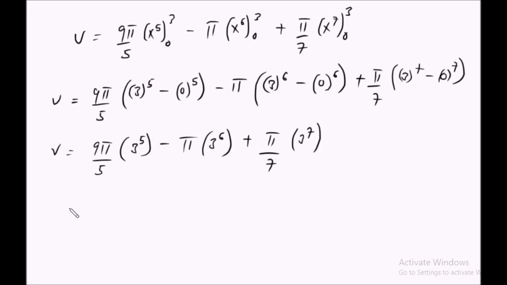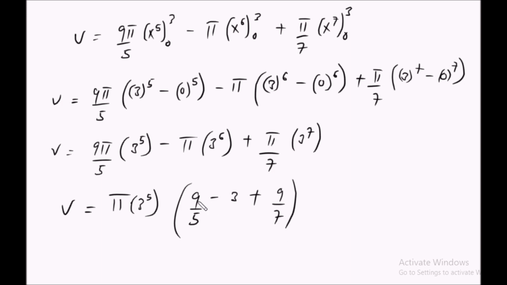Power 7. So to simplify sasa, nitatoa nje pi kwa sababu ina appear everywhere. Nitatoa nje pia na 3 power 5. Kwa hapa nitajikuta nabaki na 9 over 5. Hapa nitabaki na 3 kwa sababu 3 nyingine 5 zimetoka nje. Alafu hapa nitabaki na 9. 3 5 zikitoka nje zitabaki 3 mbili. 3 power 2 ni 9/7. So you can see hapa ni 9 inagawanyika kwa 3, 3 inagawanyika kwa 3. I can still simplify this.